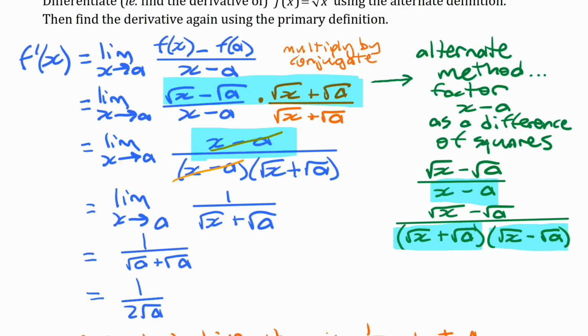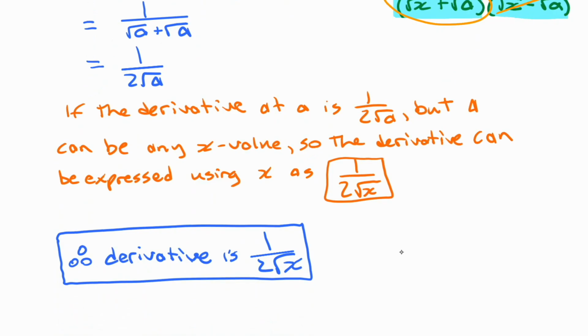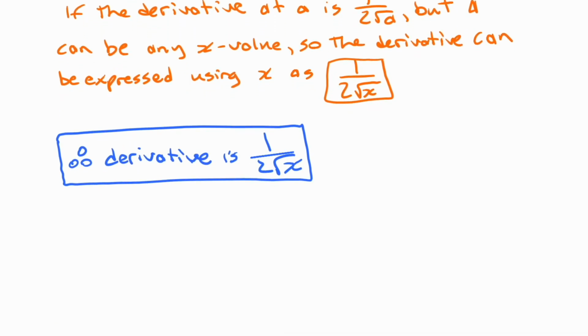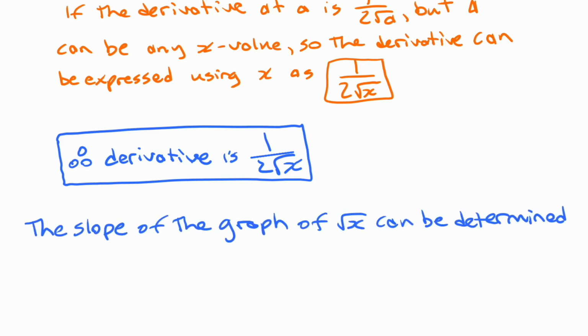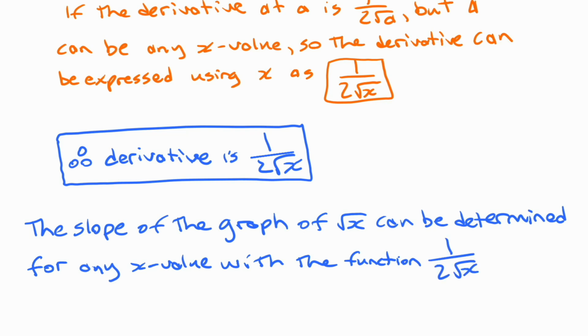So you could do kind of the reverse of what we did there. And the reason that works is because once you do that, you can cancel that with that, and then you would just be left with the same thing here, 1 over root x plus root a. So then you'd be back to here. Either way you do it, you get that the derivative is 1 over 2 root x. And let's just remember that the slope of the graph of root x can be determined with that function. All right, let's use the primary definition and see how that compares to this.